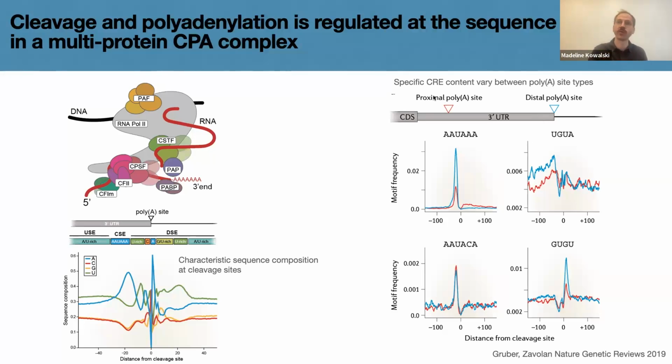And then we can, for example, see that in proximal polyA sites versus distal polyA sites of tandem 3' UTRs, we have a different prevalence of the canonical cleavage motif, or motifs such as UGUA, which is usually recognized in the cleavage factor 1 complex. They have different prevalence depending on where in the transcript you are.